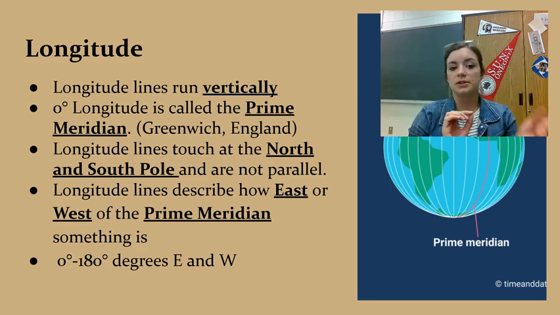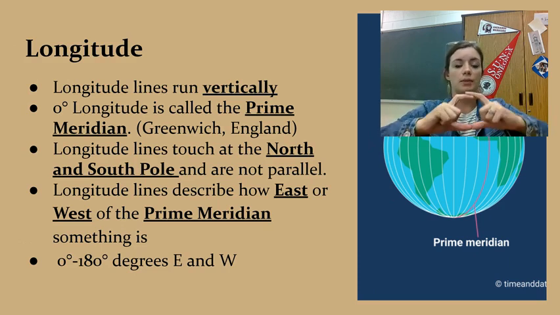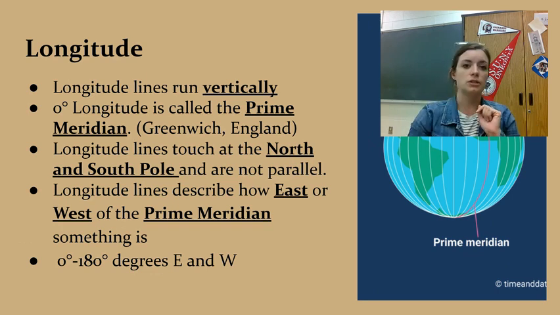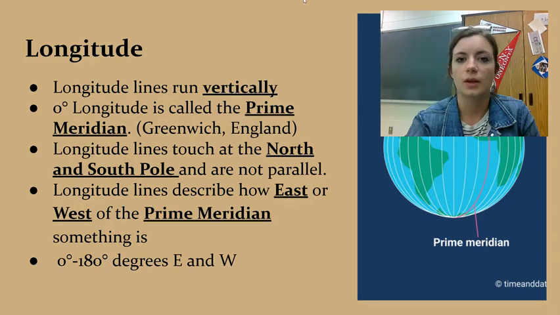Longitude does go from 0 to 180 degrees because, again, think about that circle. In math class, you learn that there's 360 degrees in a circle. So if you cut it in half, okay.